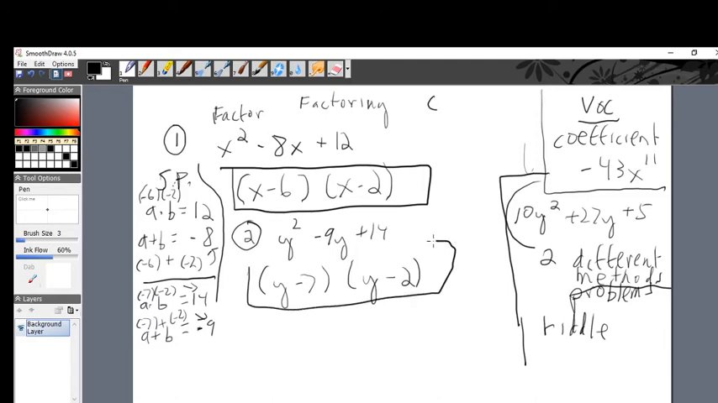I didn't circle that one up there. I'm circling it now as I circle this. Those are the answers to the two problems. The problem is over. We factored it. It's done.